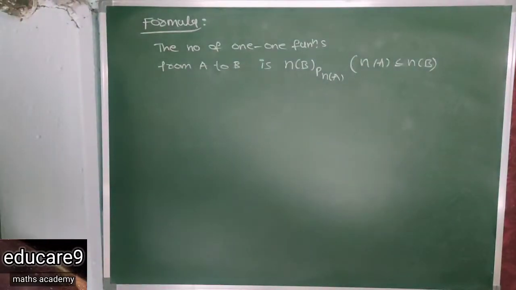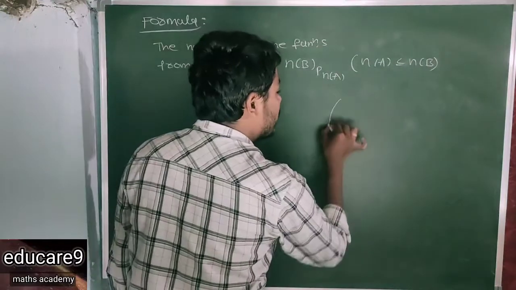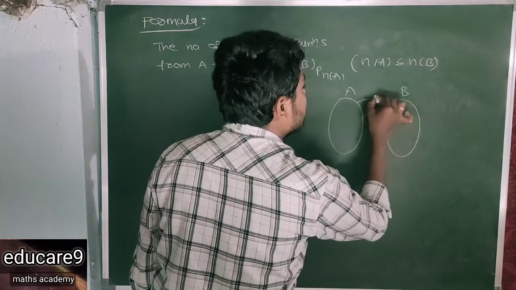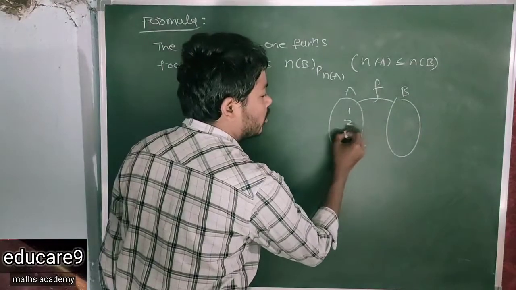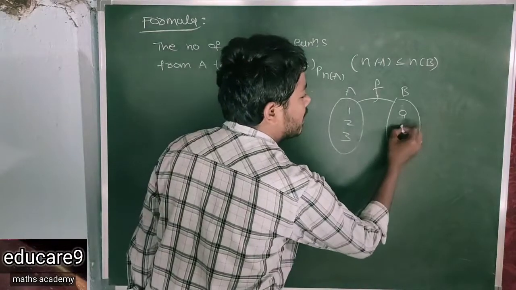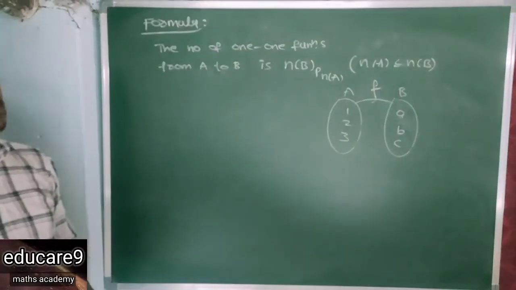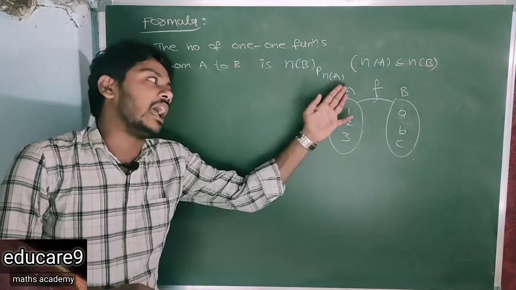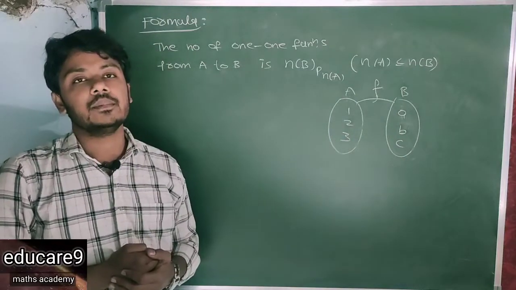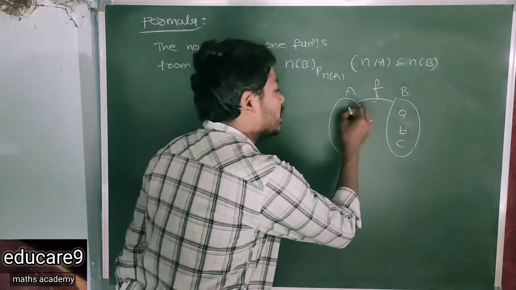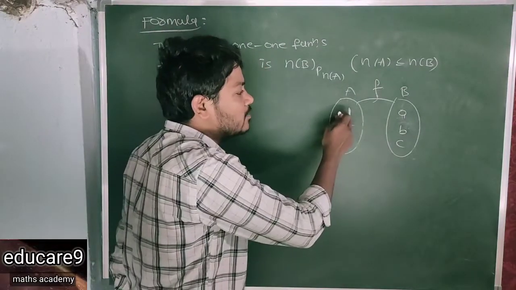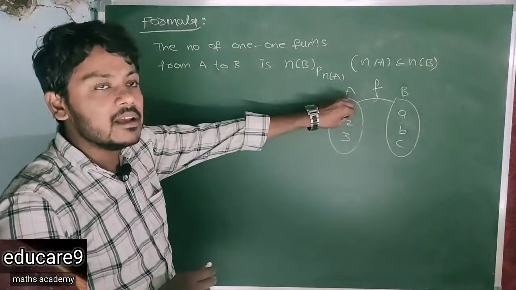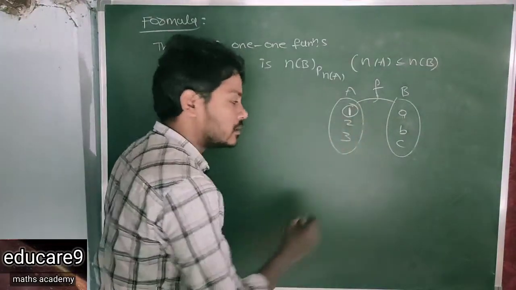So see here, for example, A and B are two non-empty sets, so there exists a relation f. A has the elements 1, 2, 3 and B has the elements a, b, c. For a one-one function, different elements in A have different images in B. So see here, the possibilities for 1: 1 is mapped to either a or b or c. So clearly 1 has 3 chances, so write 3.